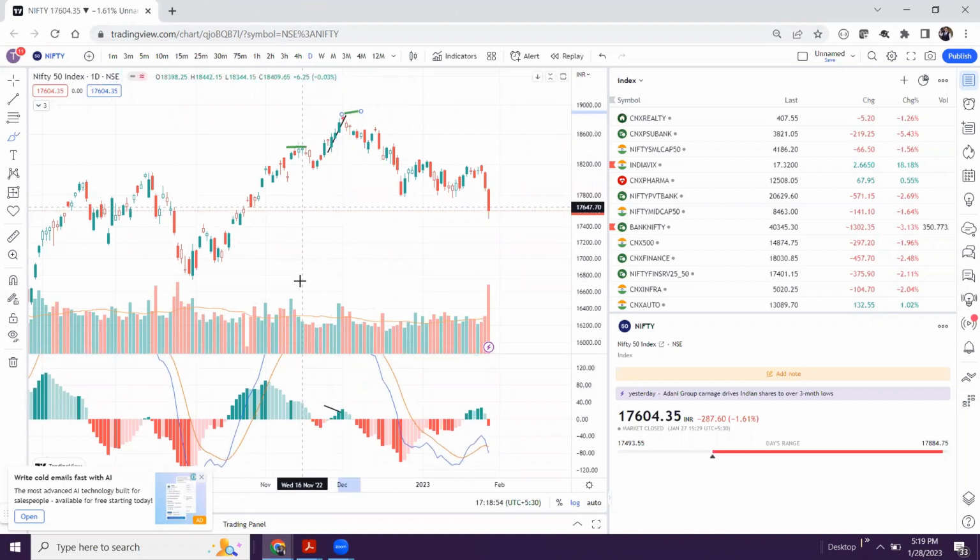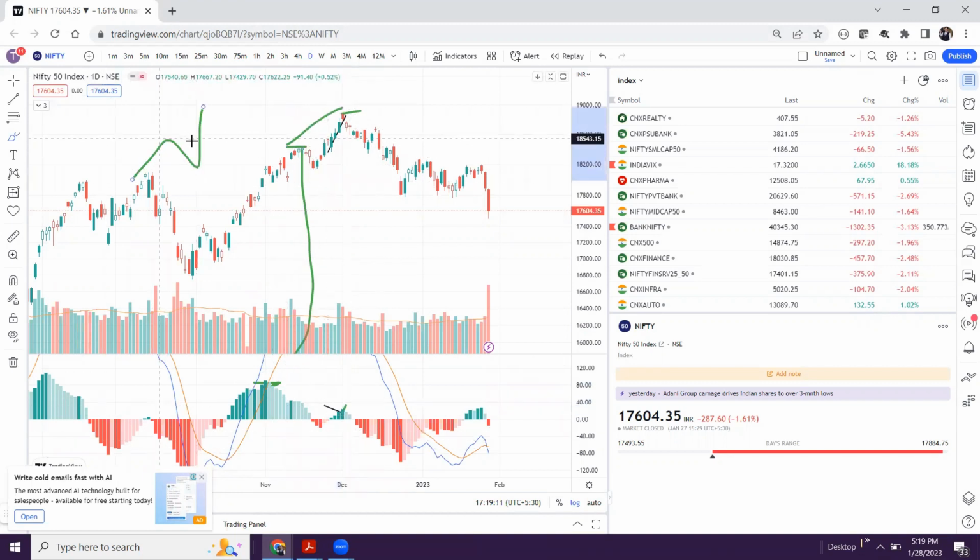Divergence can be checked using a momentum indicator like MACD. If you compare the histogram at this place and the histogram at this place, although the price is making a higher high, the MACD is not making a higher high, it is making a lower high. So this means there is a divergence between indicator and price. Whenever this happens, the probability is higher that price is going to reverse.